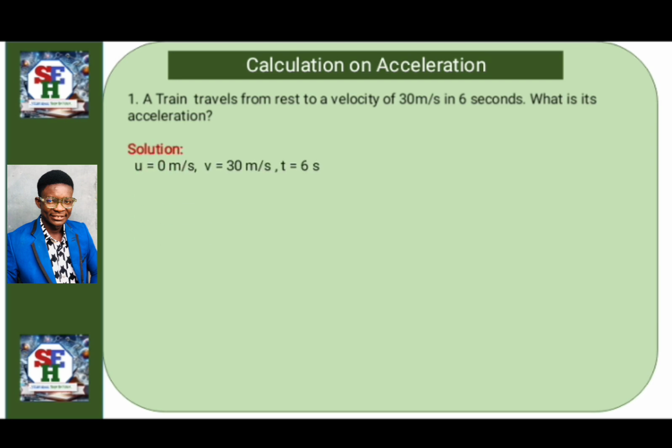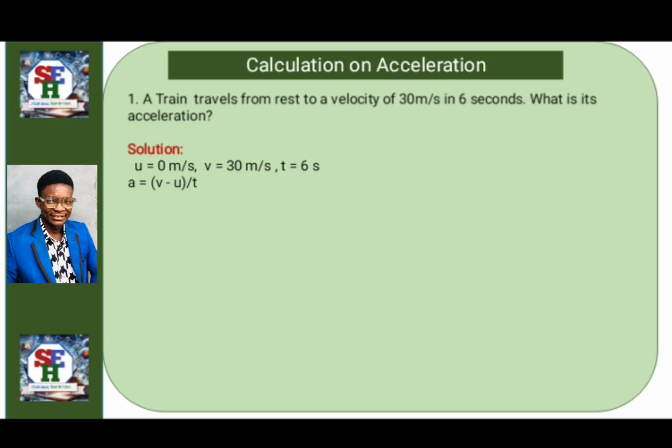The given here is u, which is regarded as our initial velocity. And remember, initial velocity is our starting velocity. So the starting velocity at this point that this train is using is 0 meters per second. That is, the train at this point is at rest. So the initial velocity is 0 meters per second. Then the final velocity here, which is v, is equal to 30 meters per second, and the time taken is 6 seconds.